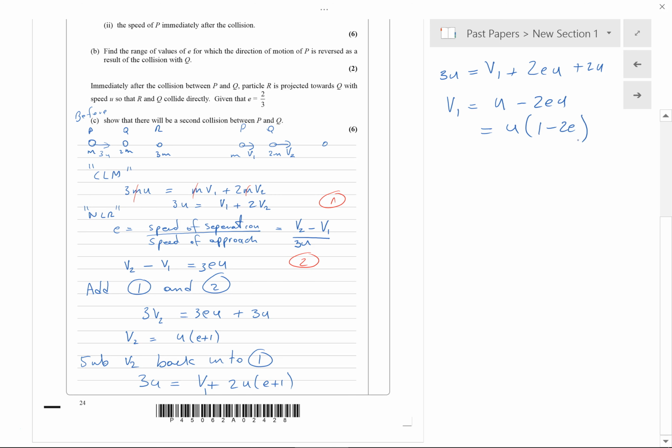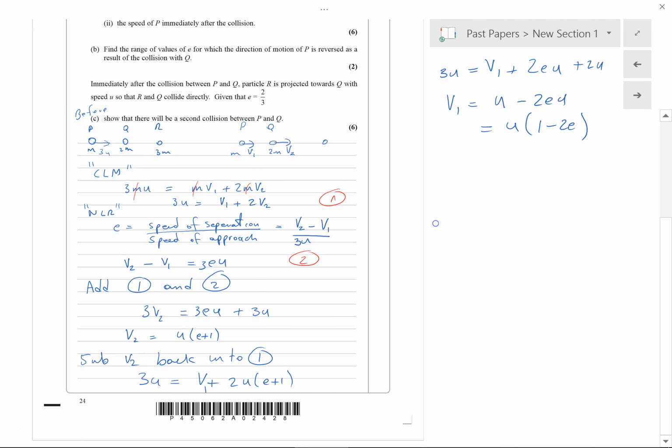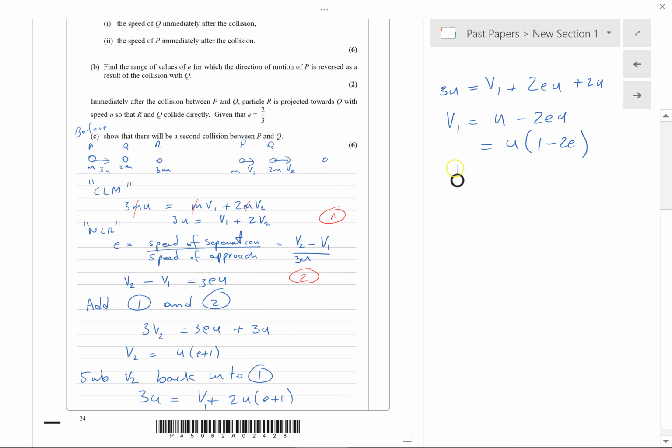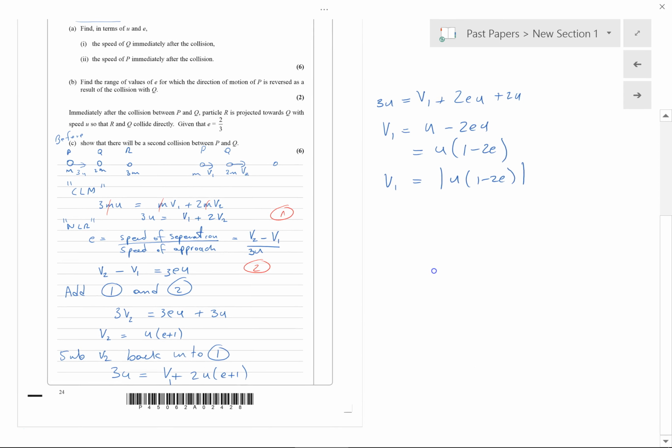Okay. Obviously that might have changed direction, so the speed of it, in this case, because we don't know what E is, really we ought to say V1 is the modulus, because it's asked for speed, the modulus of that, because if E were greater than half, it would have changed direction. So let's leave it like that. Okay, so that's the speed of P.